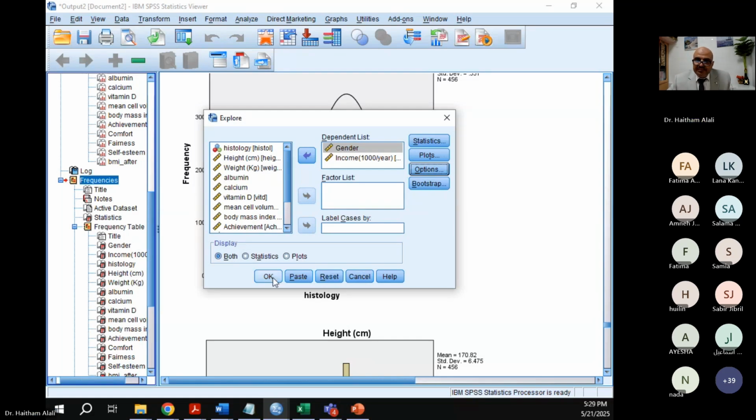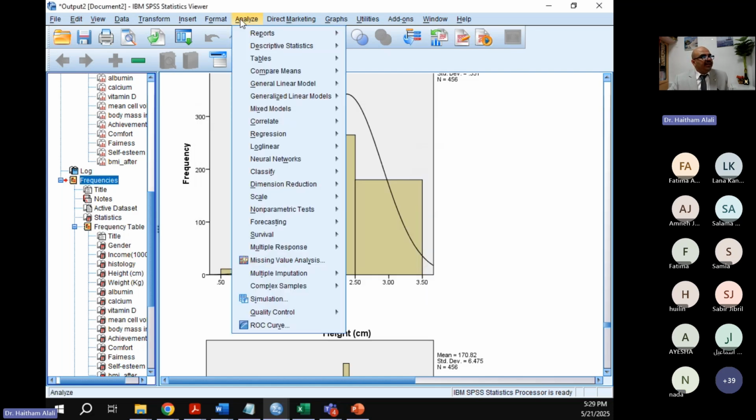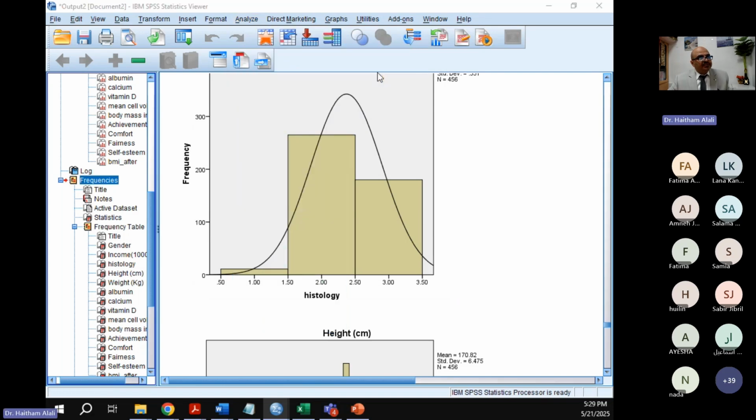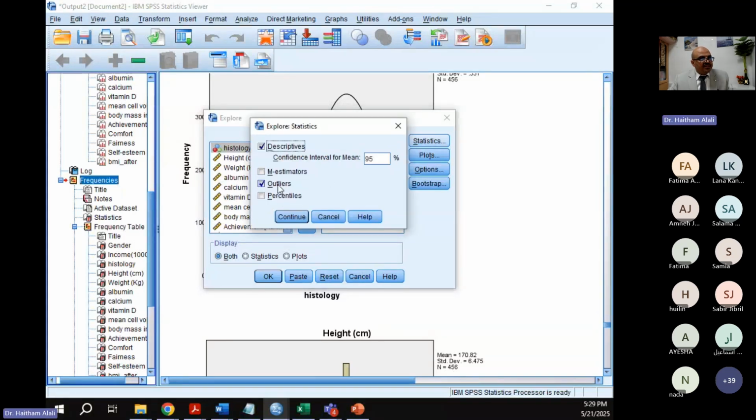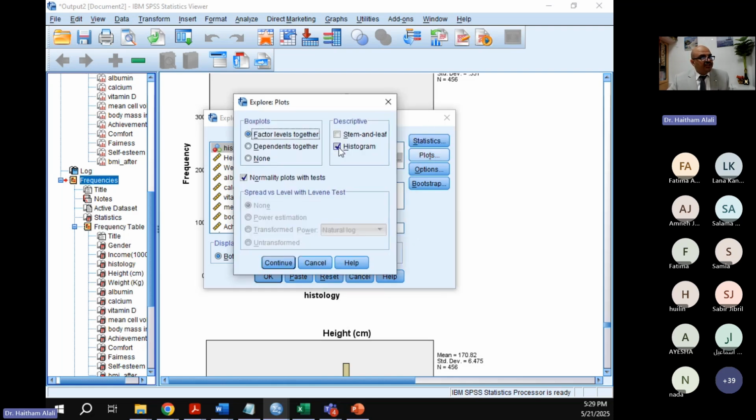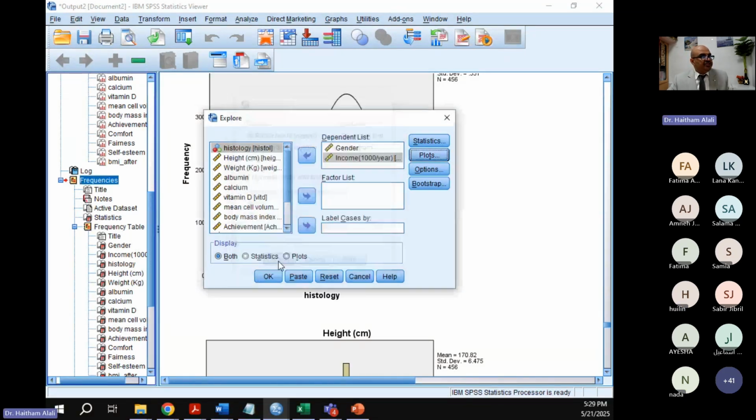All good? Yes. So again, one more time. Analyze. Okay, guys? Descriptive. Explore. Okay, we select gender and income to check. Statistics: we select descriptive, of course, by default. And outliers, we need to identify all outlier values. And go to the plots, check the histogram box, and check another box, which is the normality plots with test. All good? Yes. Then continue and then click OK.